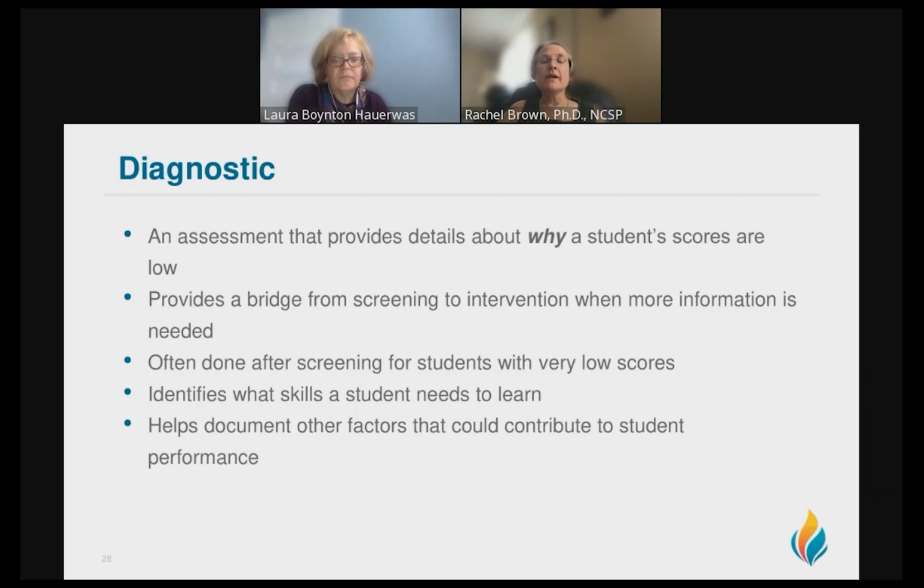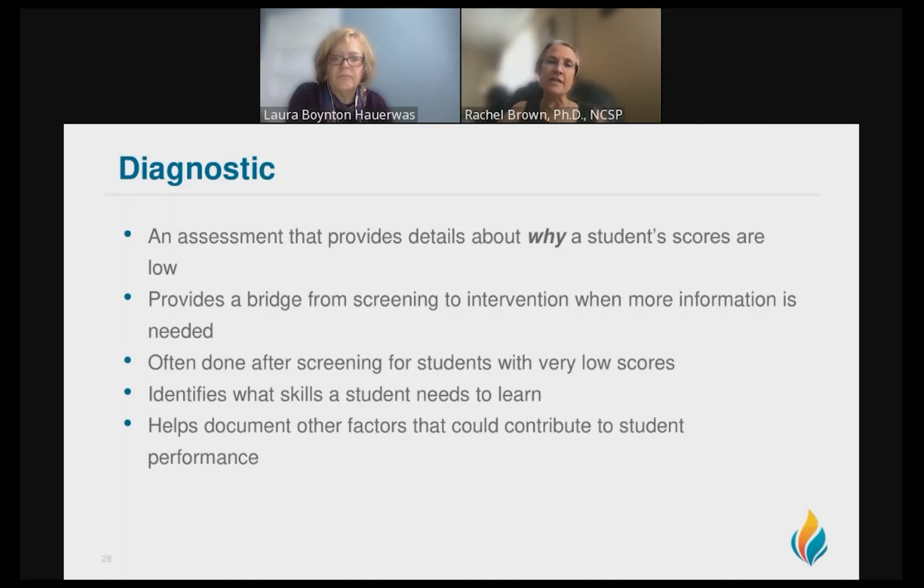Diagnostic assessment, however, helps to inform the why. Why is it that a student is not making effective progress toward becoming a reader? And in that regard, it provides a bridge from screening to intervention. Diagnostic assessment is typically done after screening for students who have very low scores so that the teacher can learn more about what it is the student can do right now.